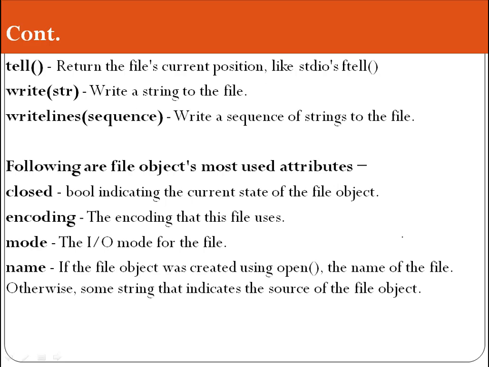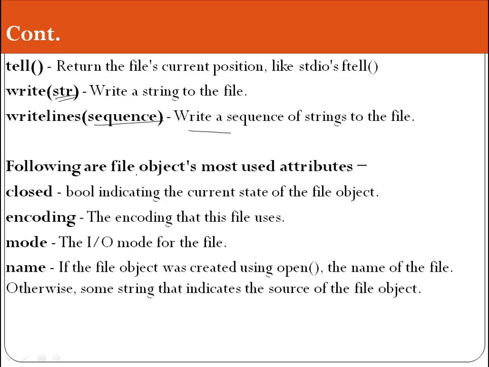Tell returns the file's current position. So it will let you know the current position of the file, from where it will start reading the file. Write: what to write inside it. So a string is there, right? So write a string to a file. Writelines writes a sequence of strings to the file, right? So these are some of the methods.